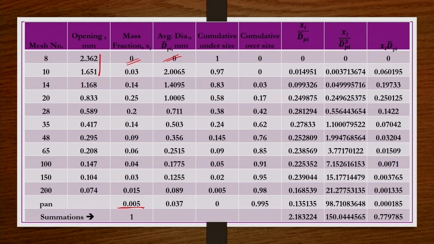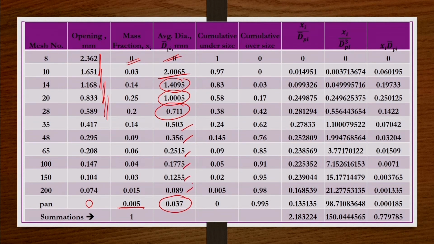Next, the Dp bar for the second row is the average of these two values, that is 2.362 plus 1.651 divided by 2, which gives 2.0065. Likewise, each Dp bar is the average of the two adjacent openings. Construct all of them like this. For the pan the opening is 0, so 0 plus 0.074 divided by 2 gives 0.037. Like that, all the Dp bars can be included here.